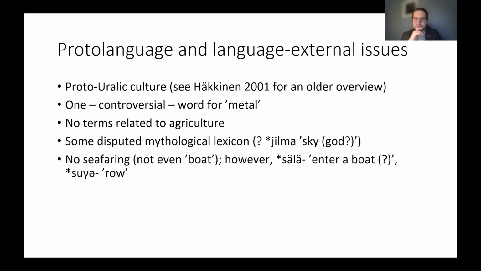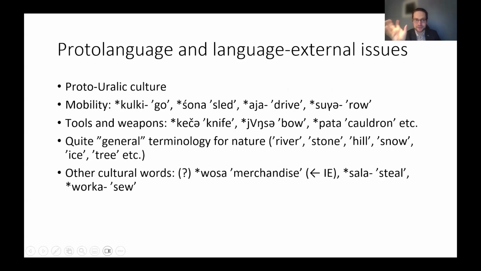Now, a very brief overview of Proto-Uralic lexicon as we know it. For cultural lexicon, there is an overview by Kaisa Häkkinen from 2001, which is not completely up to date, but still quite useful. There is one controversial word from metal, which is heavily disputed whether it goes back to Proto-Uralic. We have no terms related to agriculture, and we have some disputed mythological lexicon, and some words related to boats, for example. So we can attempt to reconstruct the culture based on these. Then we have more words related to mobility, some basic tools and weapons, and obviously quite general terminology for nature. Perhaps some further cultural words like a word for some kind of merchandise, which might not actually go back to Proto-Uralic, and which seems to be some kind of loan word, denoting stealing, also a word to sue, and some other basic cultural words.